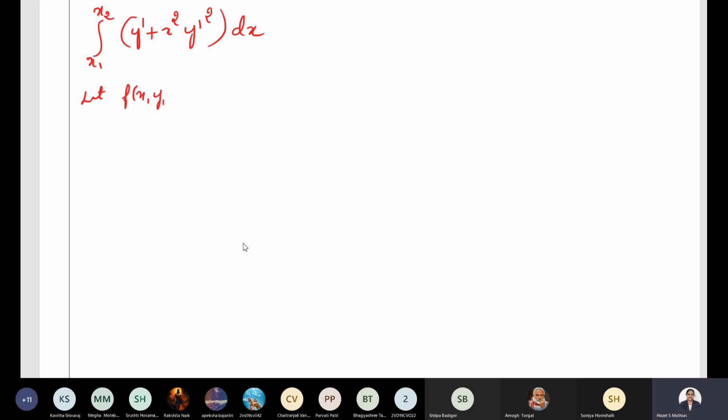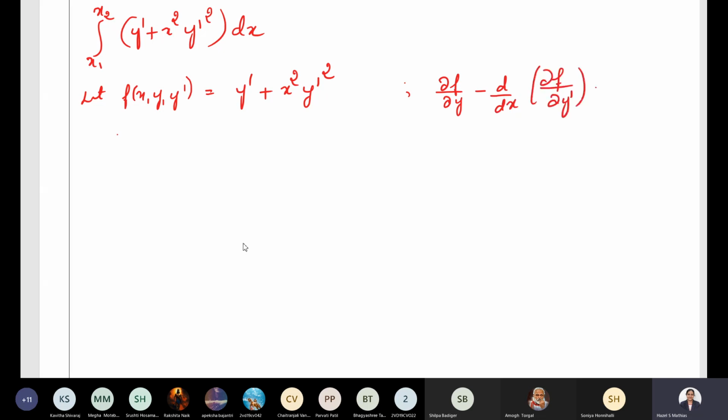So let f of x comma y dash be equal to y dash plus x square into y dash square. Okay, this is our function f of x comma y dash. Now we have the necessary condition which we have got from Euler's equation. From Euler's equation, what is the necessary condition? Dou f by dou y minus d by dx of dou f by dou y dash must be equal to 0 in order to achieve the extremum.